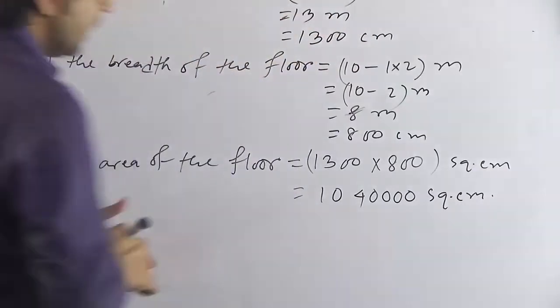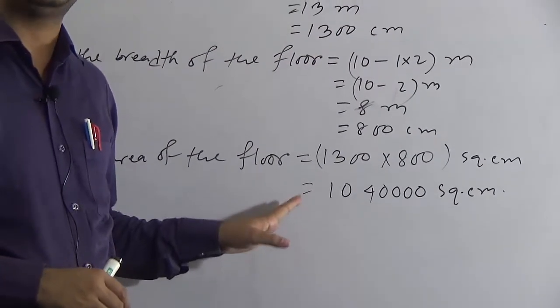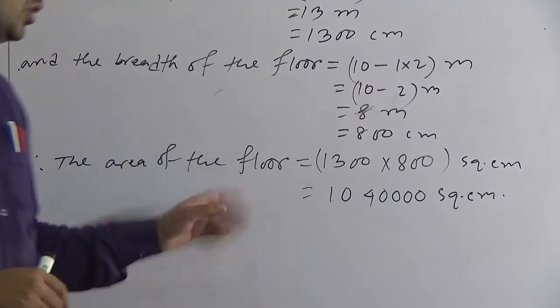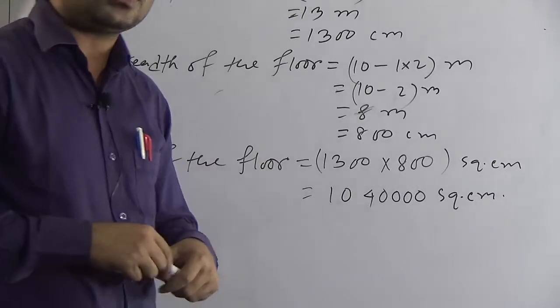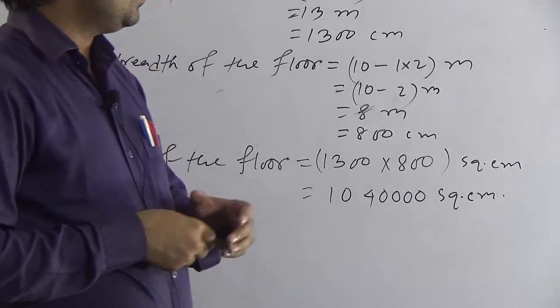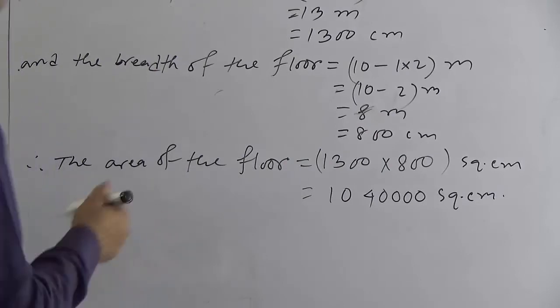Dear students, this is the area of the floor leaving 1 meter margin on all sides. So now if we can determine the area of each stone, then we can determine the number of stones easily. So determine the area of each stone here.